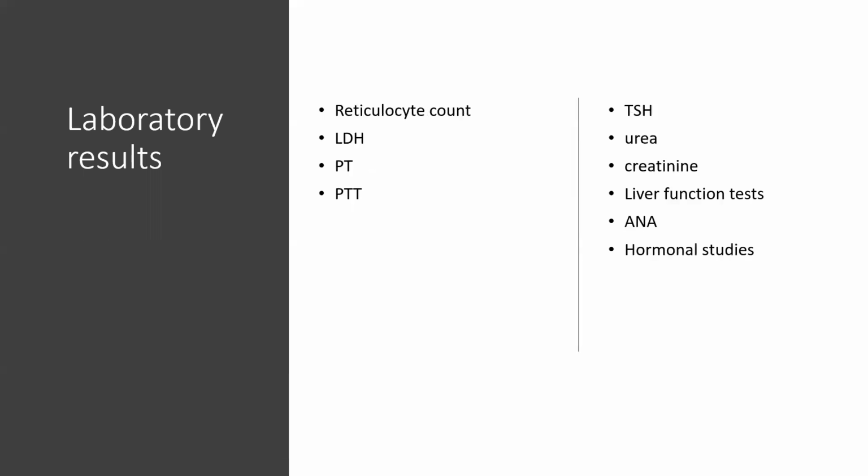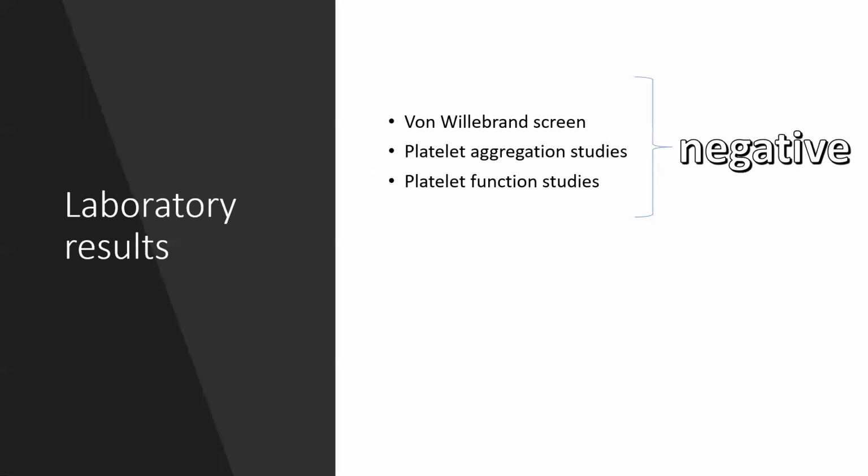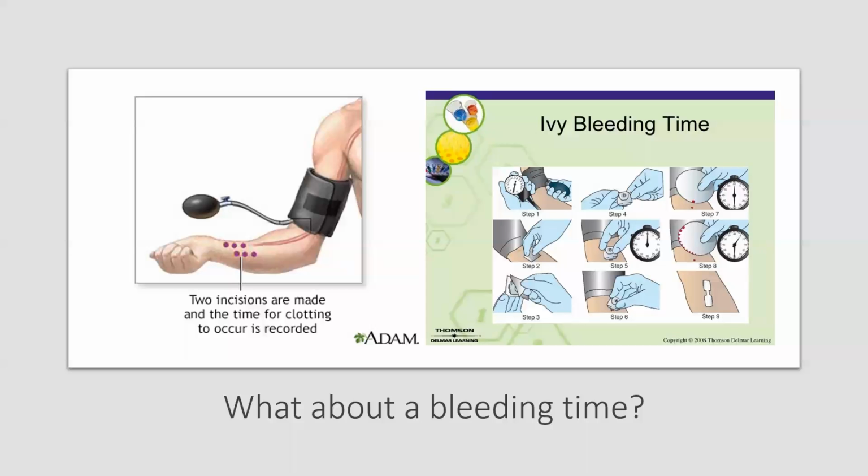On referral, she also had a whole battery of tests done. They excluded hemolysis, screened with PT-PTT, which was normal. Renal function, thyroid, liver functions were all normal. They even did hormonal studies, and these were all normal. So what we did was we sent her bloods for von Willebrand screening, platelet aggregation studies, and platelet function studies, and these were negative. Now, what about a bleeding time?